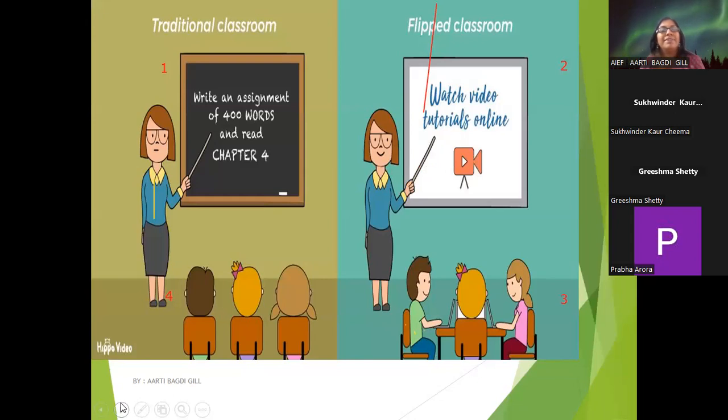Okay, here you are standing. Okay, I am also standing. So here I can see traditional classroom and flipped classroom. So in traditional, write an assignment of 400 words and read chapter 4. Very simple. In very simple words. Read that also and then write an assignment also. I mean, what?